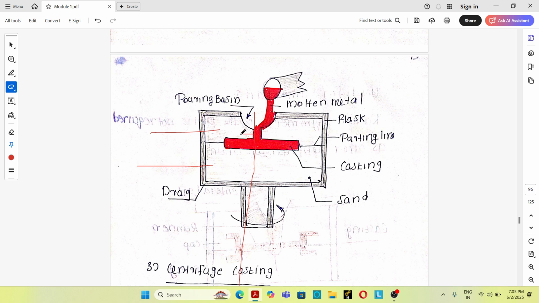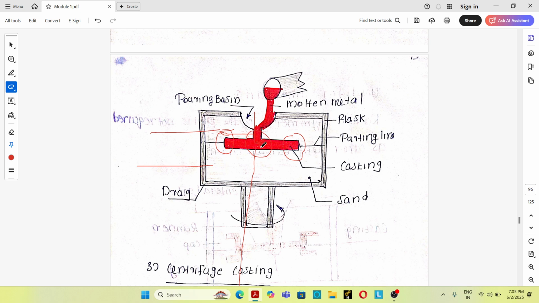The centripetal force will be increasing. The magnitude of centripetal force increases moving away from the axis of rotation. So here a high density region will be created. Here also a low density region will be created near the axis of rotation, and the impurities will be accumulated in this region.